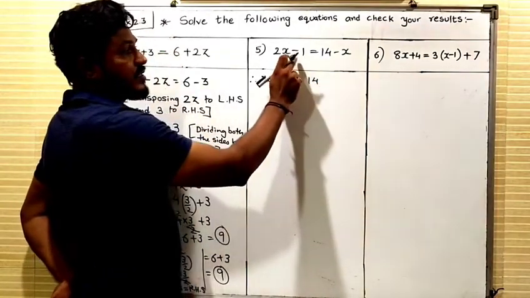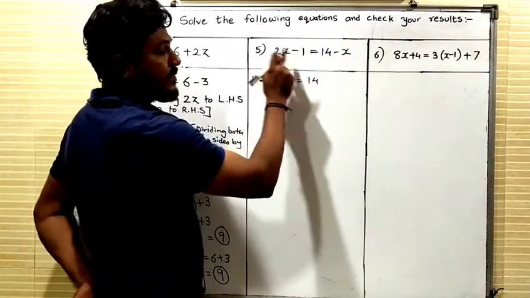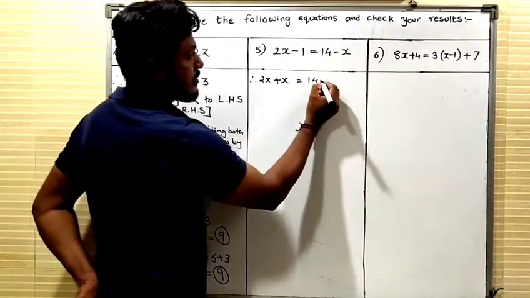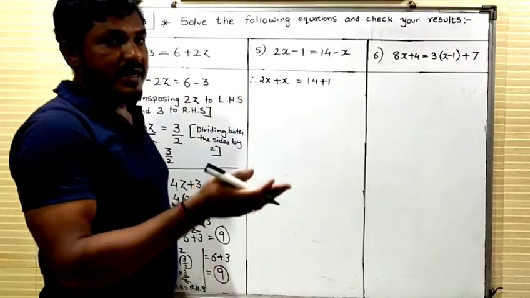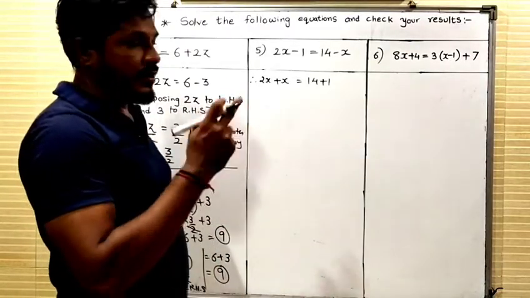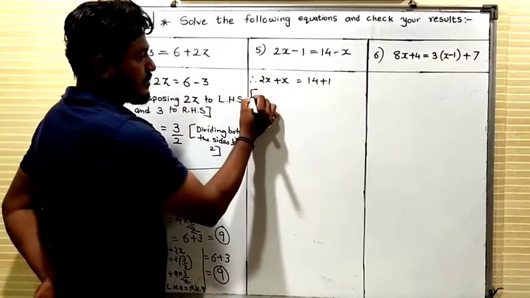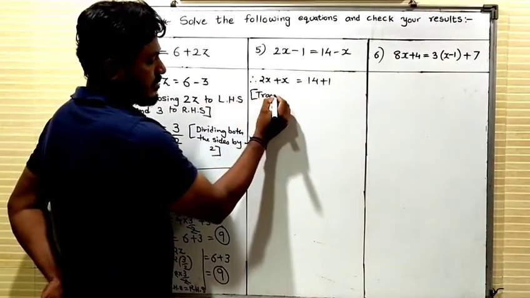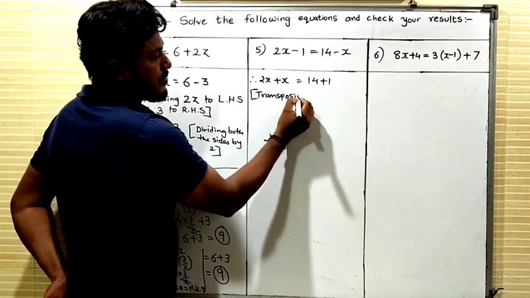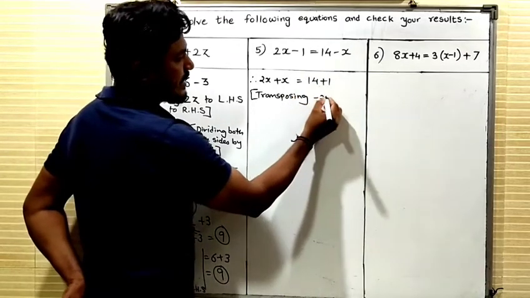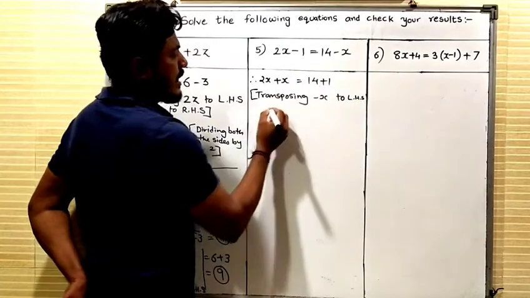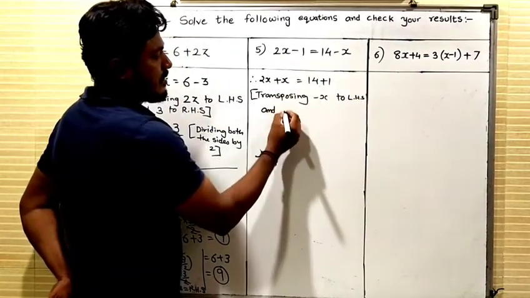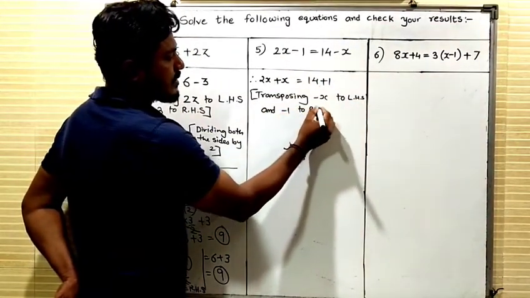And while transposing negative 1 toward your right, negative 1 will become positive 1. As I told you earlier, while transposing, you have to change the sign. Negative will become positive and positive will become negative. Now write down statement over here: transposing negative x to LHS and negative 1 to RHS.